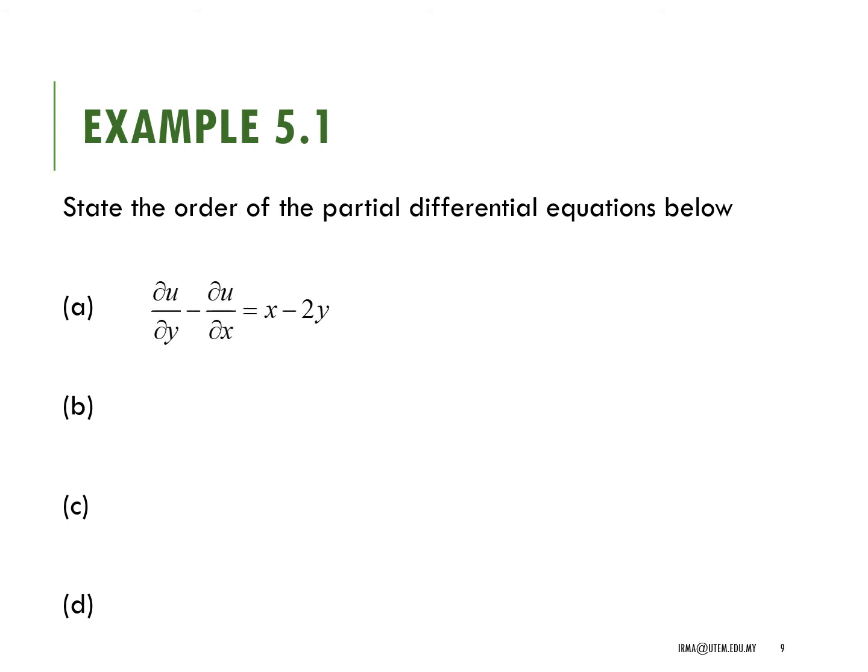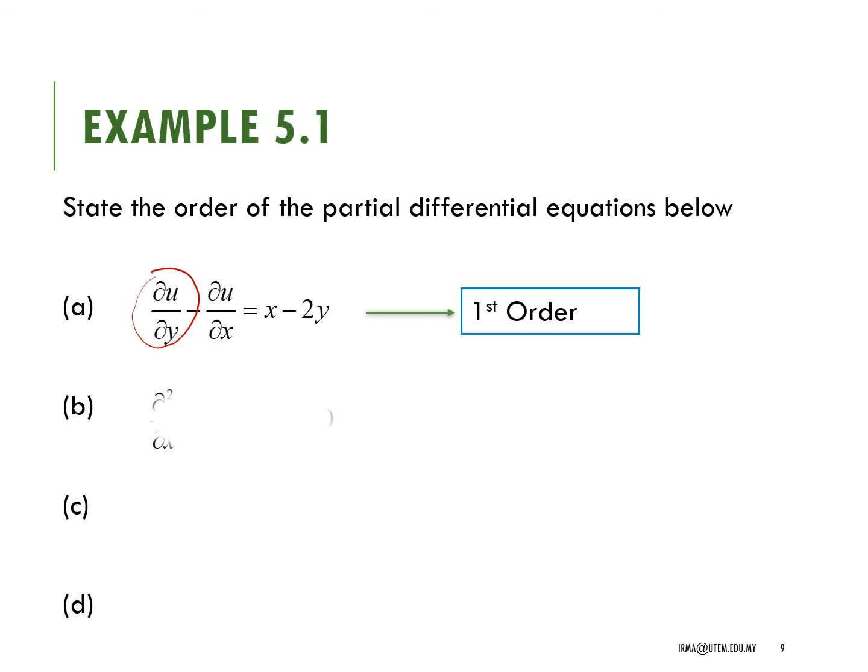We have the first equation, which is del u del y minus del u del x equal to x minus 2y. If you see from the equation, on the left hand side, the first term is a partial derivative where we differentiate u with respect to y. So this is first order. The second term, we have del u del x, which means that we differentiate u with respect to x partially. So this is first order. So the answer for A is a first order PDE.